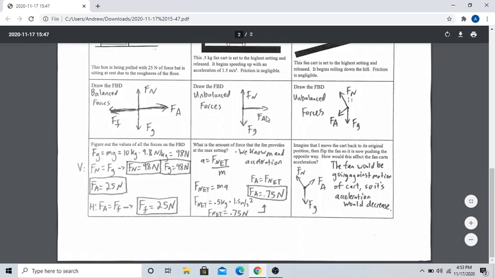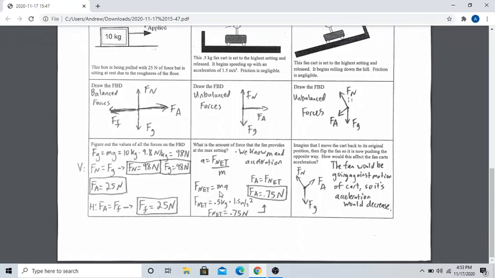So if I do F net equals ma, I can rewrite it as Fa equals ma. I know the mass, I know the acceleration. So the applied force of the fan is 0.75 newtons. It might seem like I went through a lot of steps very quickly, but we're just getting used to this idea. We write out our force conditions. If it's balanced, we set up equal to down, left equal to right. If it's unbalanced, we try to figure out what the net force is and go from there.